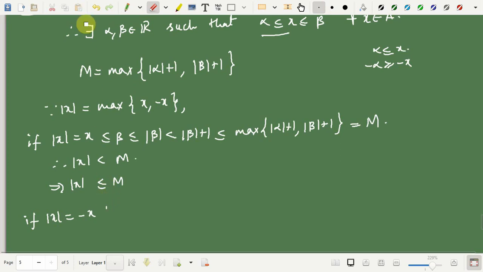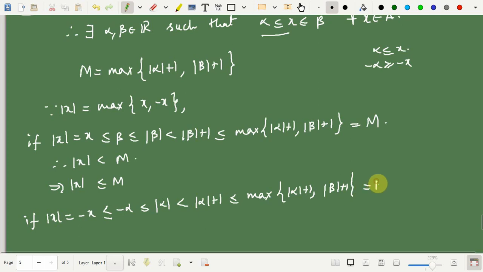Okay, and therefore, minus x has to be less than or equal to minus alpha, which is less than or equal to mod of alpha, which is strictly less than mod of alpha plus 1, which is less than or equal to the maximum of mod of alpha plus 1 comma mod of beta plus 1, which is equal to m. And in a similar way I have shown that mod of x is strictly less than m, and therefore I can say that mod of x is less than or equal to m.